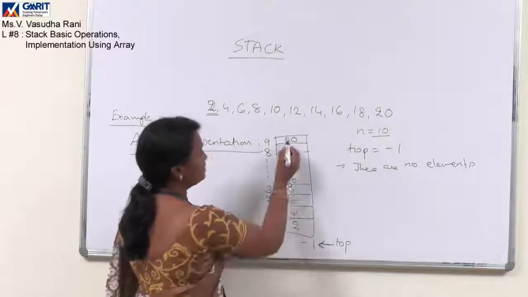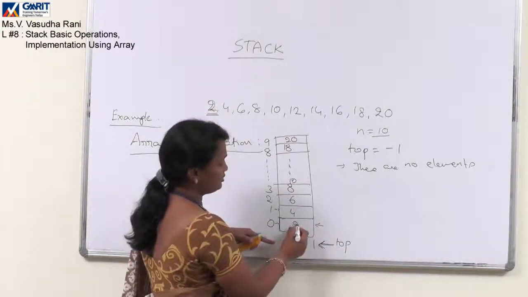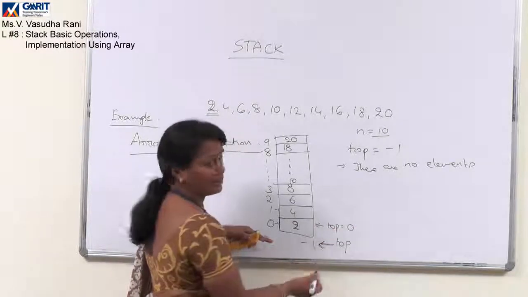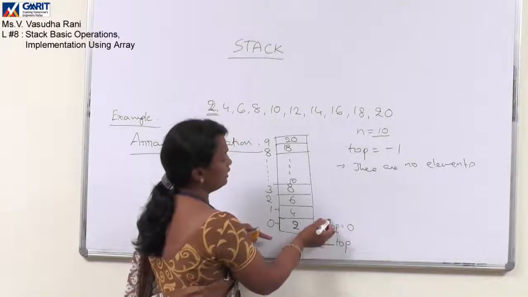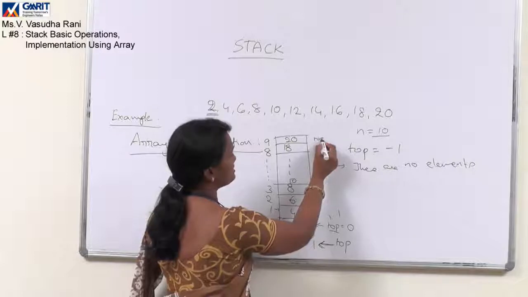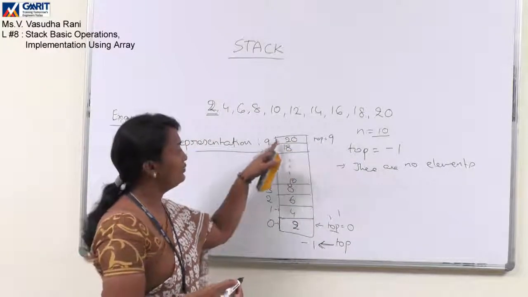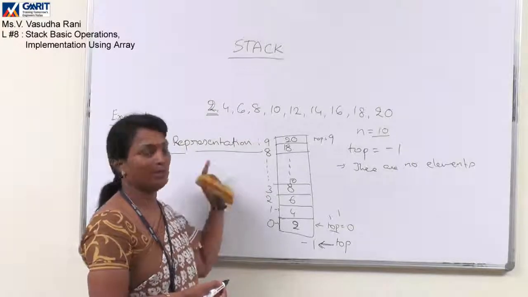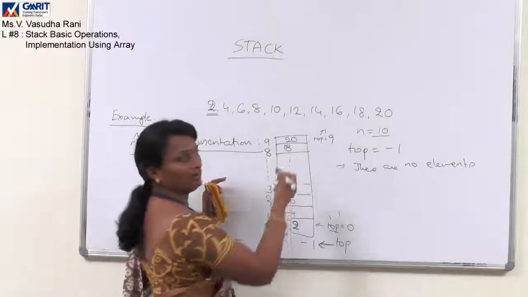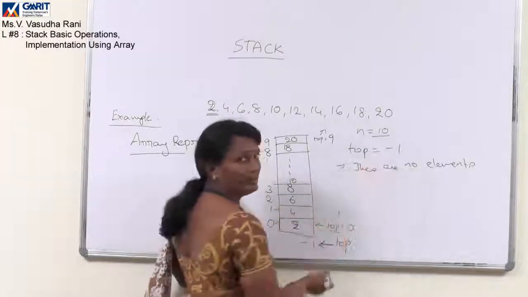But as you insert elements, once you inserted 2, this will be your top, which is 0, and this top value continues. Next it will become 1, like that it continues till it gets the value 9. So top gets the maximum index value as 9. Above this 9 it can't go because the maximum size is only 10. N is given as 10.